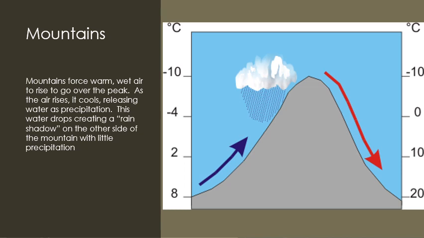As it goes up the mountain, what happens to the temperature? What happens to the temperature at the top of the mountain compared to the bottom? It gets colder. What happens to this warm, wet air as it gets colder? It condenses and it begins to rain. So one side of the mountain is going to get a lot of rain. As you get to the other side of the mountain, not so much rain anymore.